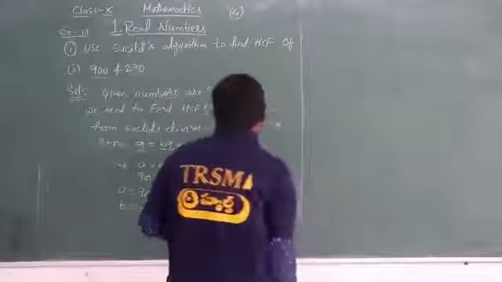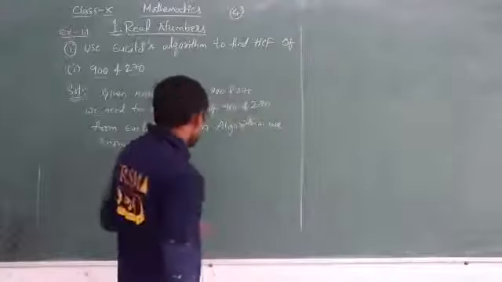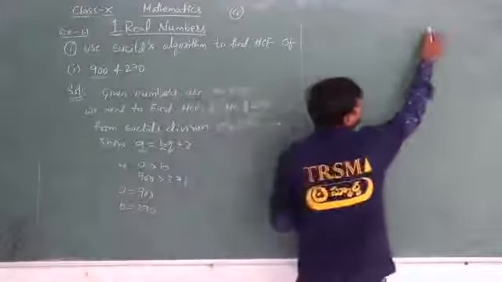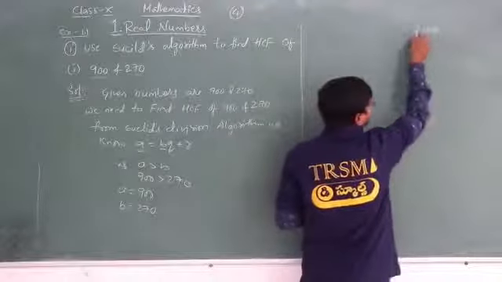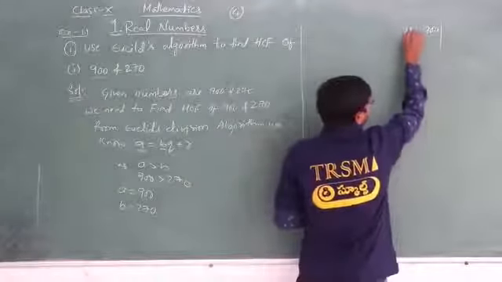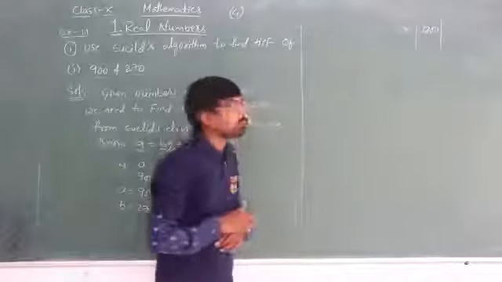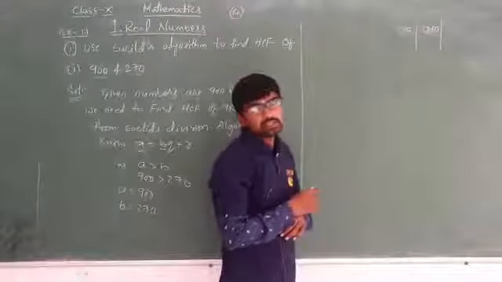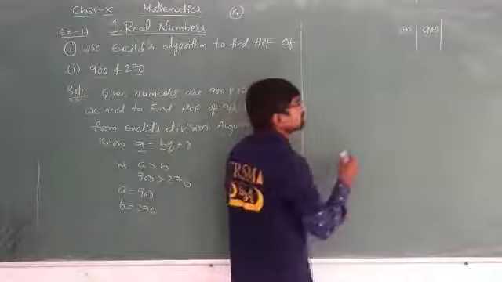Hope you all understood. Okay, so now coming to the point. Here the A value is 900 and the B value is 270. So I have to divide 900 by 270 as we did in the example problem. I have to check whether 900 is exactly divisible by 270 or not.